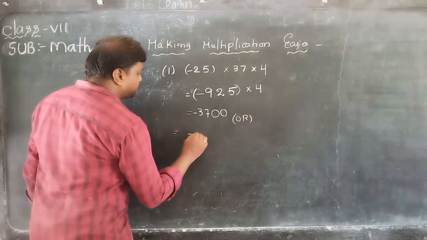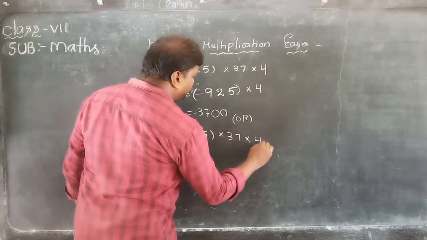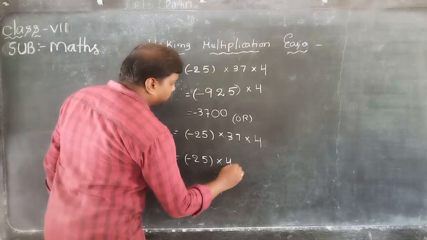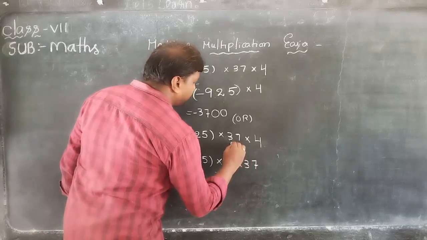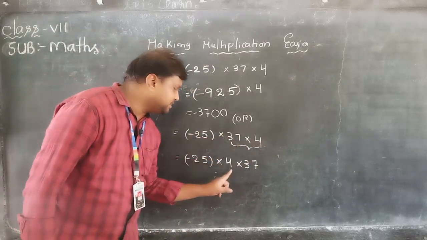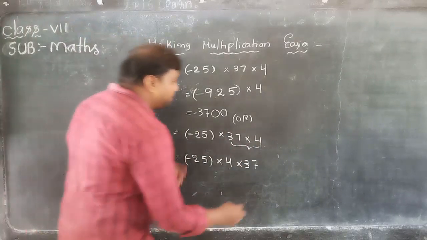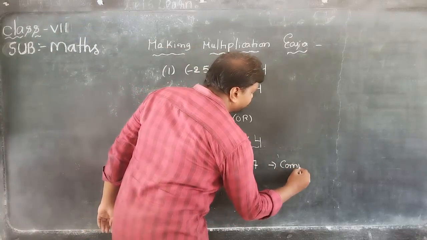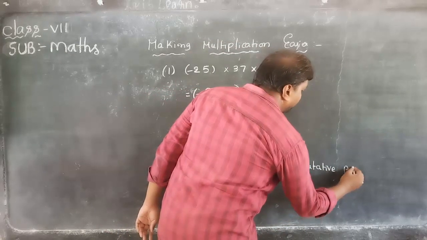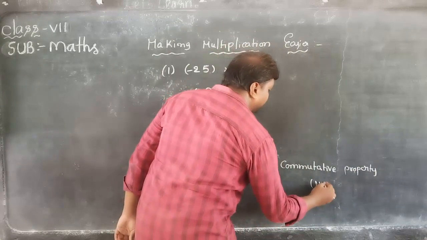We can solve by another method. See, minus 25 into 37 into 4, I am writing as minus 25 into 4 into 37. See this one, I am just changing 37 and 4. By which property are we doing this here? Commutative property under multiplication.